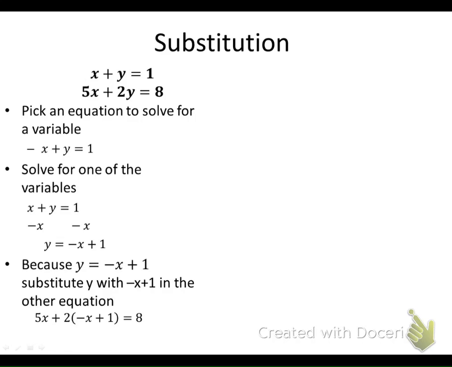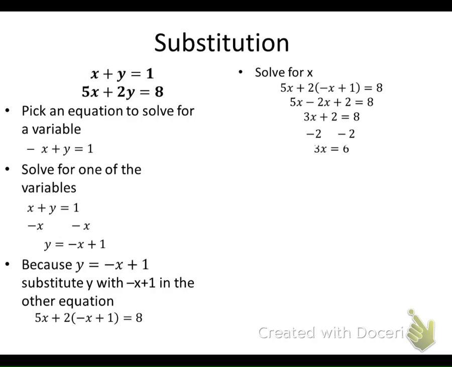Okay, so you guys can see how this looks like the second equation. We got 5x plus, rather than 2y, I've got 2 times what y was equal to. Alright, so now we'll just solve for x. Do your distributive property, so multiplying everything inside the parentheses by 2. Now combine like terms. 5x minus 2x is a 3x. I want to get x alone, so minus a 2, minus a 2. 3x is equal to 6. Divide everything by a 3 to arrive at x equals 2.